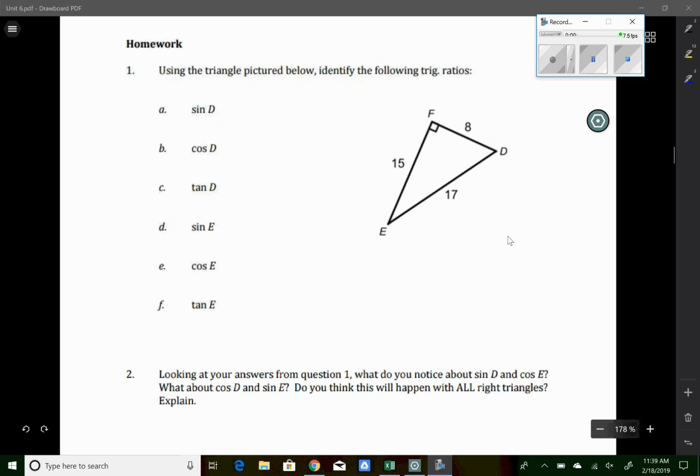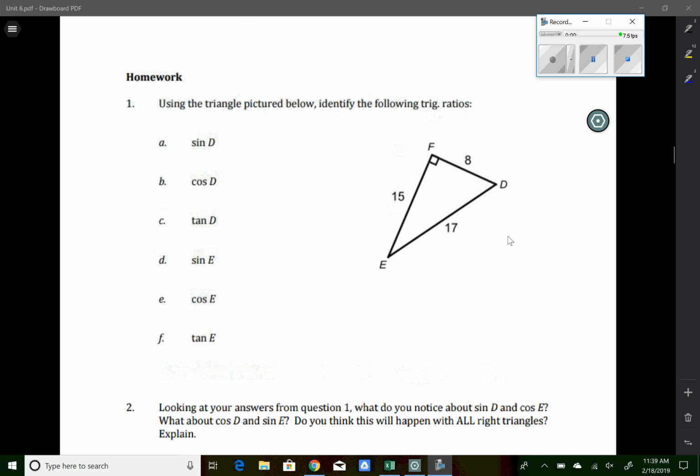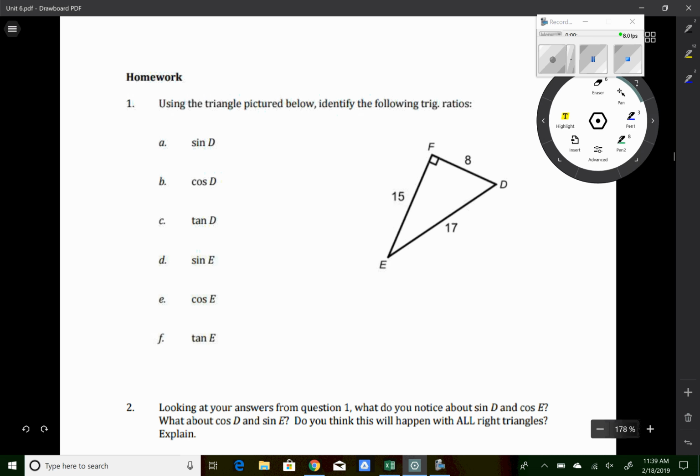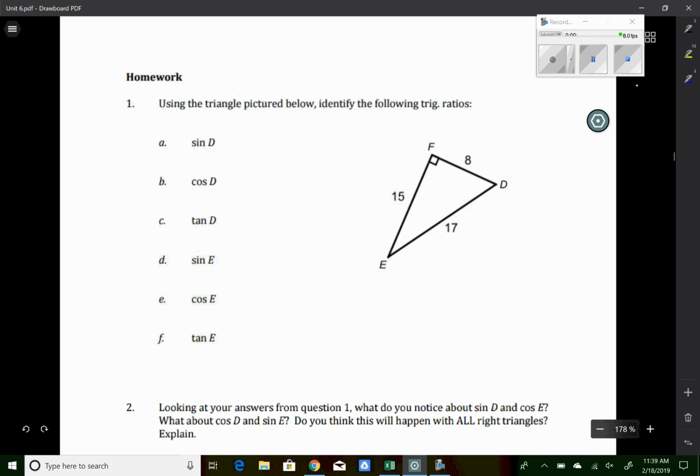In this lesson, we learned about the ratio between sine, cosine, and tangent in the two different angles of each triangle. One of the things that we learned about was a quick little way of remembering the three ratios, which is SOH CAH TOA. That just helps us remember the ratio.